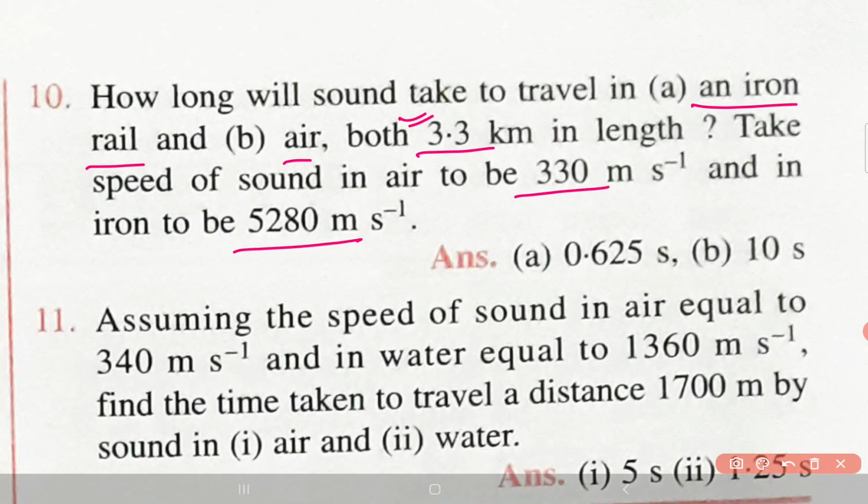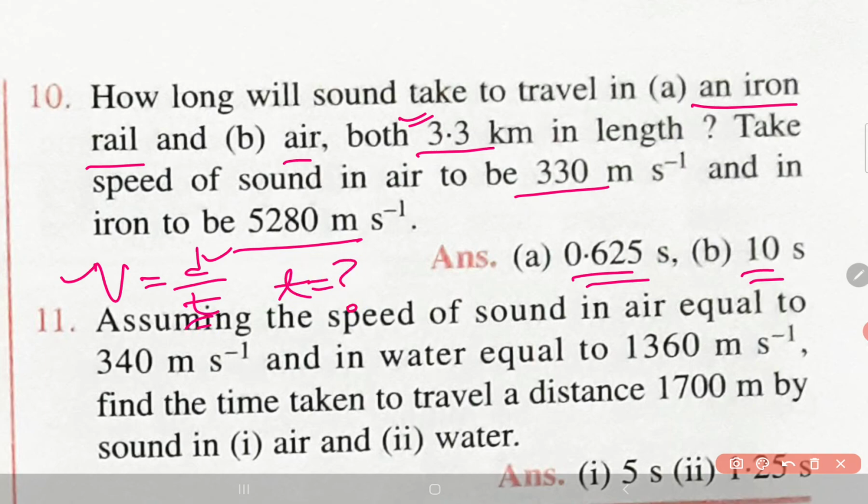Here we are supposed to find the time. So we can use the formula v equals distance upon time to do this sum. We have distance with us, we have v with us, then we need to calculate the time. So time is the question mark. So let us solve this.